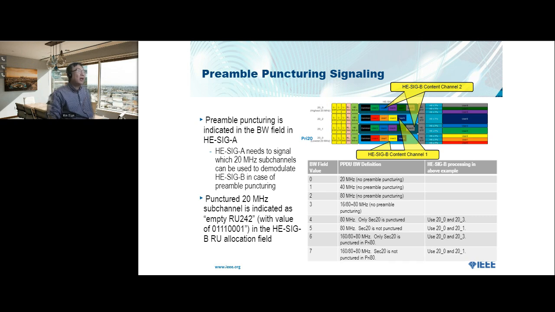Remember, we have two content channels there. It's duplicated. In the first and third 20 MHz, they carry content channel 1. The second and fourth 20 MHz carry content channel 2. Yes, one of these content channels can be punctured, so the HE-SIG-A will indicate that. So when they go to the HE-SIG-B portion, they will know which content channel is punctured. So you go to another copy of content channel 1 or content channel 2 to find the non-punctured content channel and get all the signaling information.